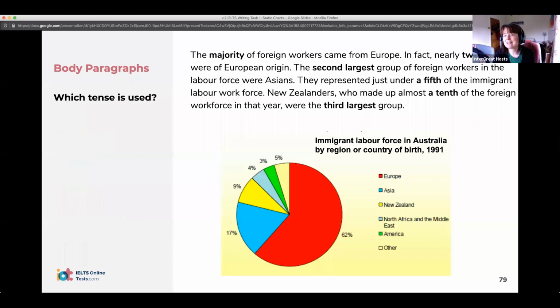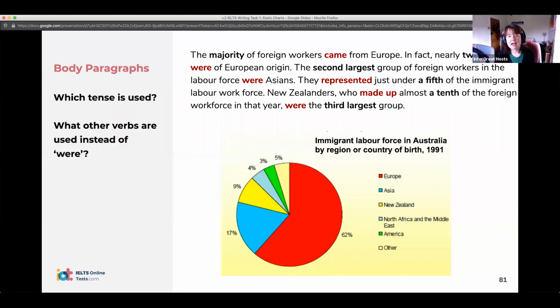So what tense are we using to describe it? Yeah, very good. So it's 1991, simple past throughout. There's not really going to be any opportunity to use any other tense there. Another good thing is when you are reporting the numbers, what kinds of verbs can you use to report the numbers? You can say was. I'm looking for verbs.